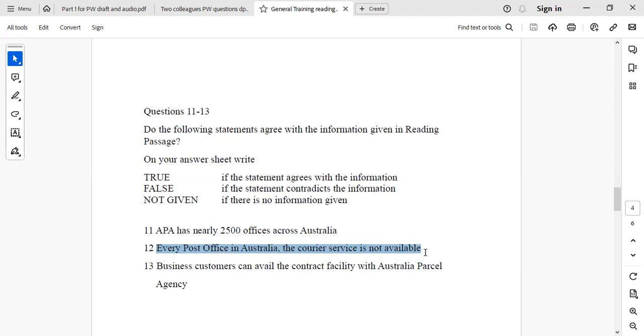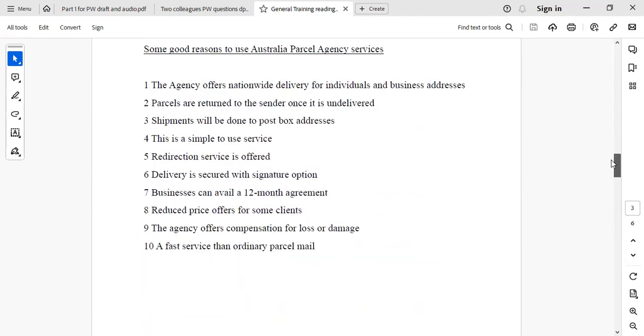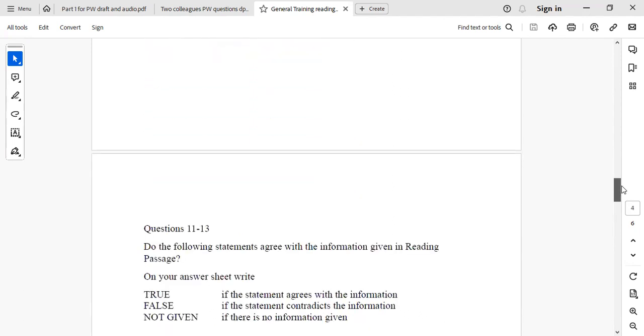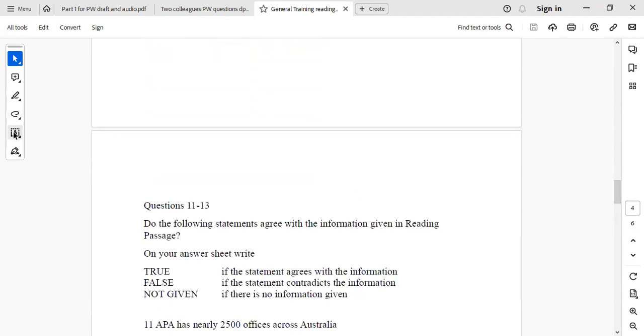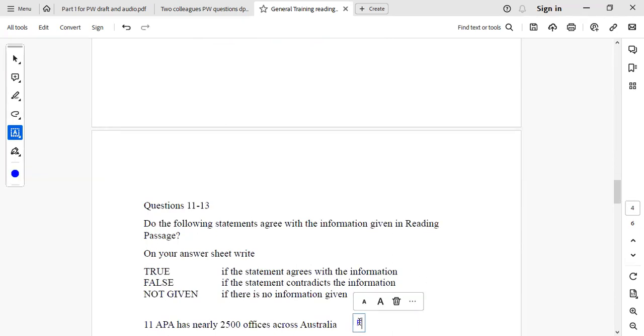So, every post office in Australia, the courier service is not available. We don't know about that. Every post office. But I do have some information, since I have read all my statements. I do see that this is available. So what I missed was reporting my answer, so I'm going to report it here. Cool, so 11 is done.